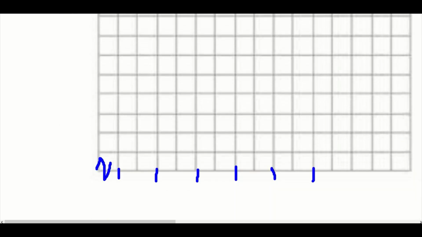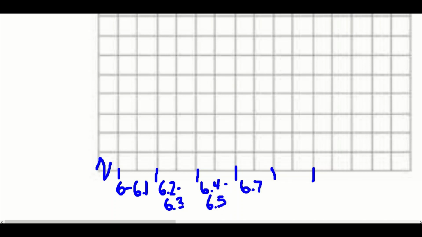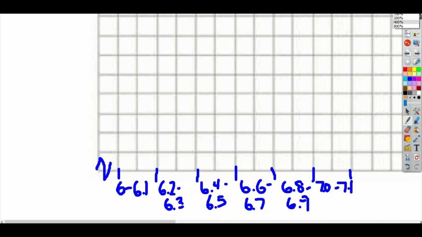All right. So 6 to 6.1, 6.2 to 6.3, 6.4 to 6.5, 6.6 to 6.7, 6.8 to 6.9, and then 7.0 to 7.1, and I believe that is it. 1, 2, 3, 4, 5, 6. Yep. Okay, so now I'll go back to normal.